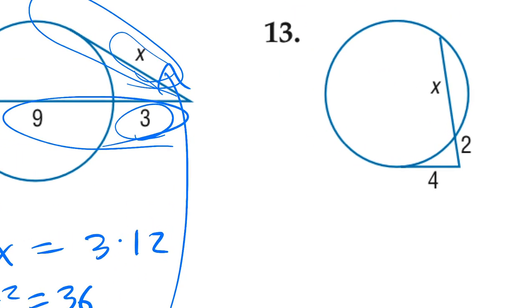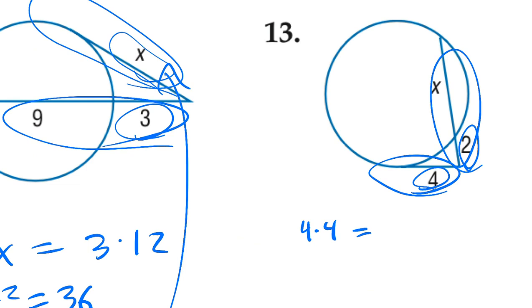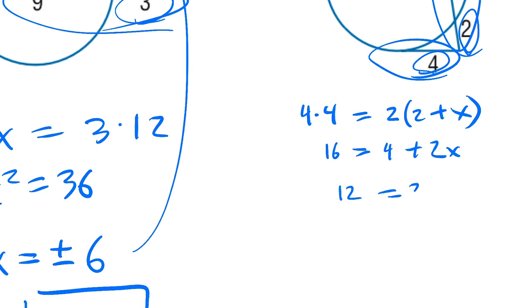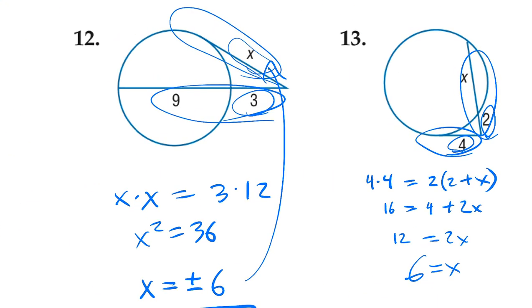All right, same thing over here. So let's do piece. Outside piece times whole is 4 times 4. Outside piece times whole is equal to 2 times 2 plus x. And so we get 16 equals 4 plus 2x. And so we can just solve. That's 12 equals 2x. That's x equals 6. We can go back and double check that really quick. 4 times 4 would be 16. And 2 times 8, because this would be 6, would be 16. So that checks out.